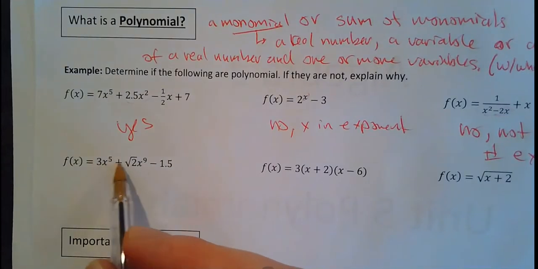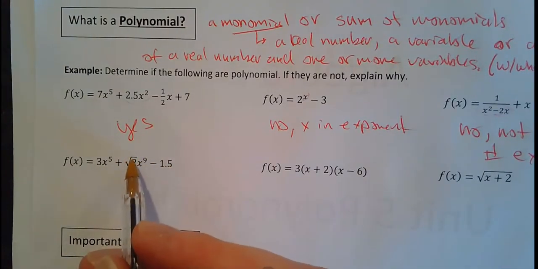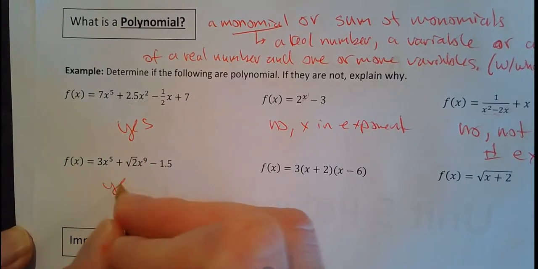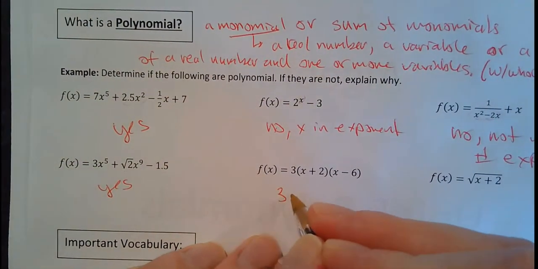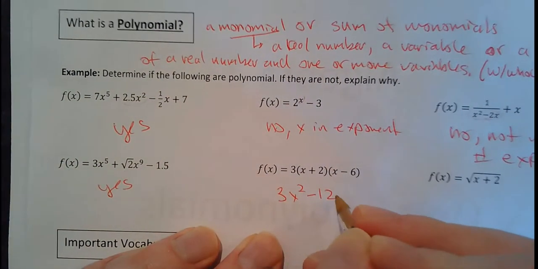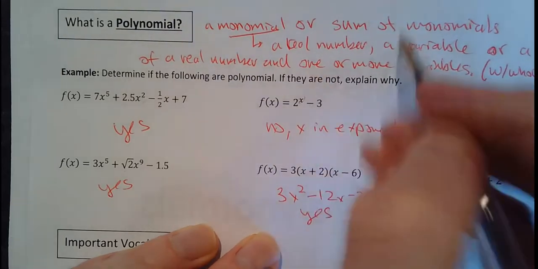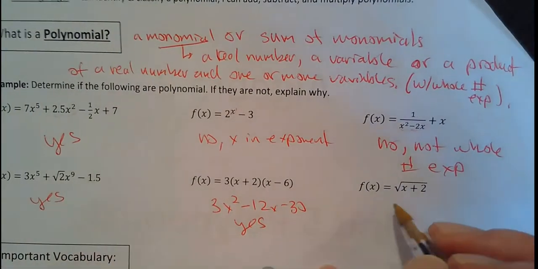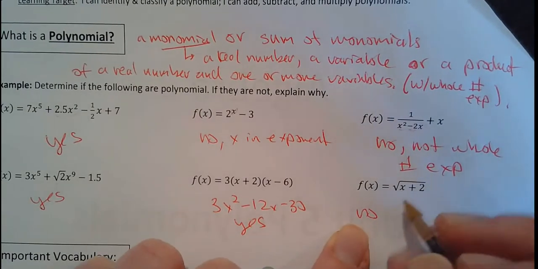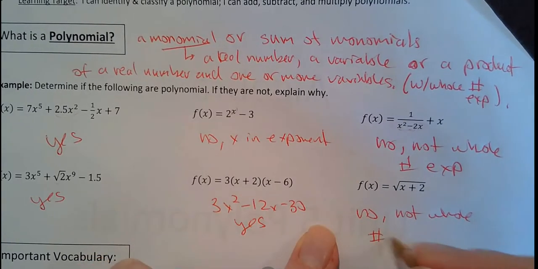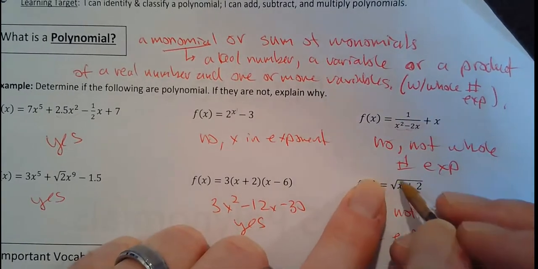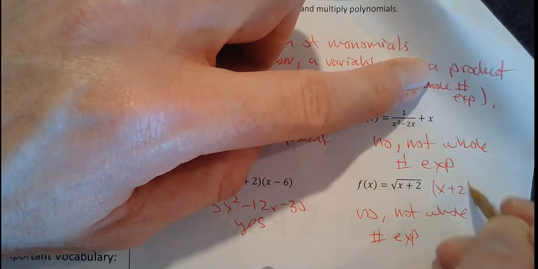This guy here might seem kind of tricky. That radical looks tricky. It's okay for the coefficient to be a radical. It's not okay for the variable to be in a radical. So this one is okay. So this one is yes, that is a polynomial. This one here, if I multiply it all together, I'll save some time here, it'd be 3x squared minus 12x minus 30, which follows all of these rules. And this one here, that's a no, it's all under a radical. So that one is not a polynomial, not a whole number exponent. Because if I wrote this to a power, that'd be the same thing as x plus 2 to the 1/2 power, and that's not a whole number exponent.